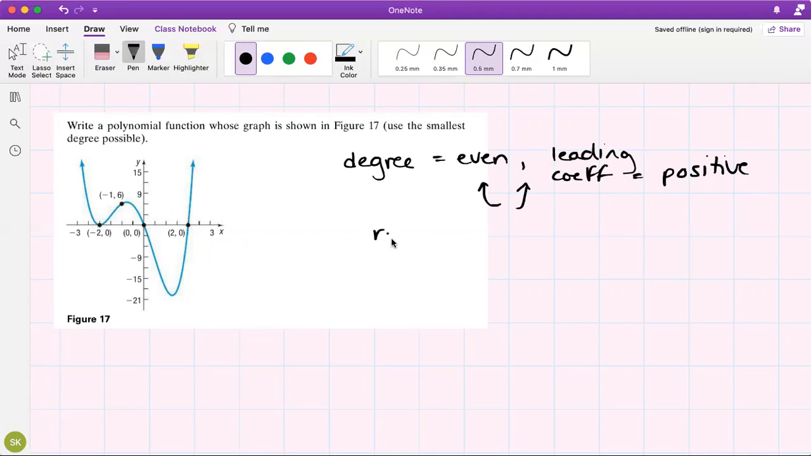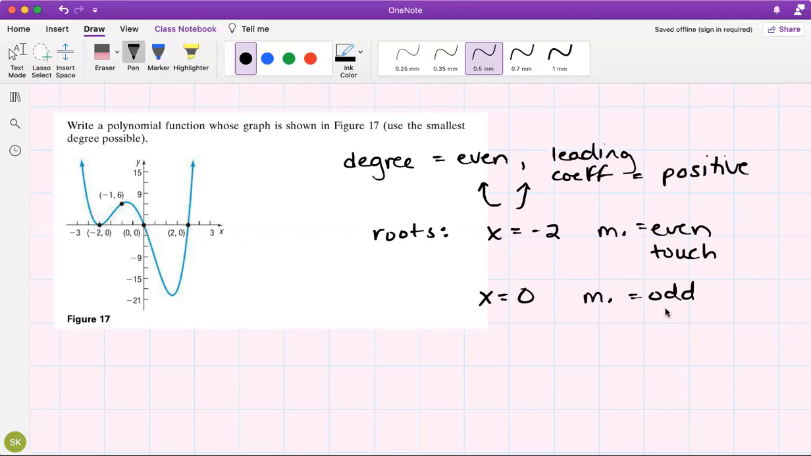Okay, we have some roots. Let's talk about the roots. We have x equal to negative 2, and the multiplicity for this one has to be even because we touch the graph here. We have the root 0 right here, and the multiplicity there has to be odd because we cross there. Here we have a root, x equal to 2, and the multiplicity has to be odd because we cross.